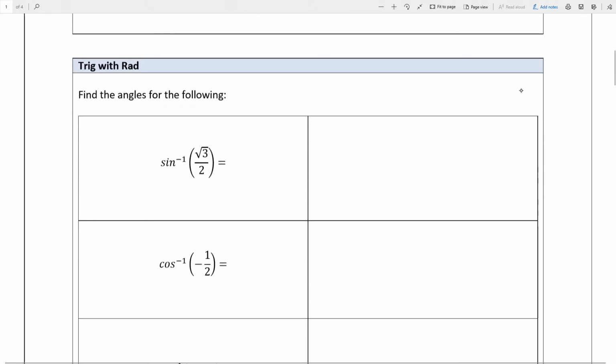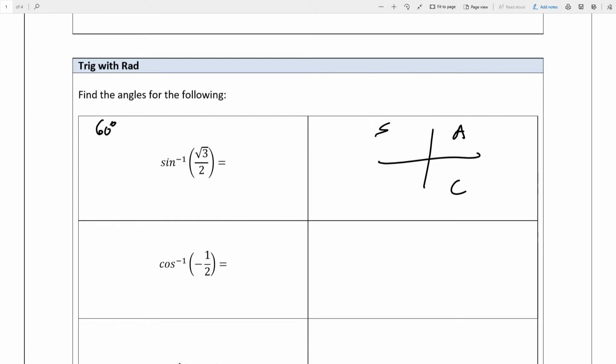Let's get started. So here we have a question of the arcsine, the inverse sine of root 3 over 2. If you memorize the special triangle, then you should know that this is equal to 60 degrees. You can do it on your calculator, and you'll find that the angle is also 60. And then we know that there's more than one answer, so we use CAST to find where it is. So the ratio is positive, so it should be in this quadrant, and then in the All quadrant. So 60 in these two quadrants.